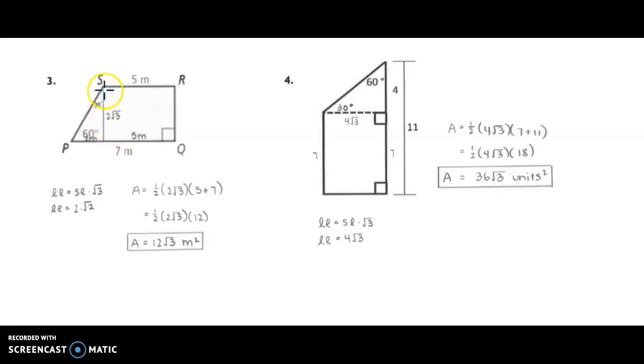Then the medium side is going to be 2 times root 3. So that's the height, okay? And so that's how we got the 2 root 3. Same thing over here. Special right triangles to get 4 root 3 for this height. So this is the height here because the bases are 7 and 11.